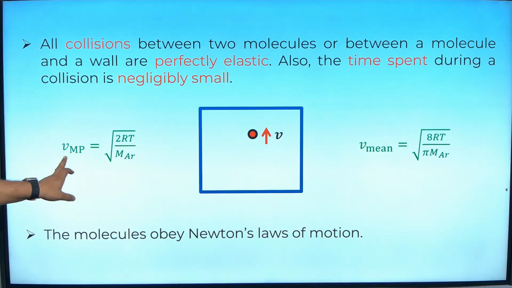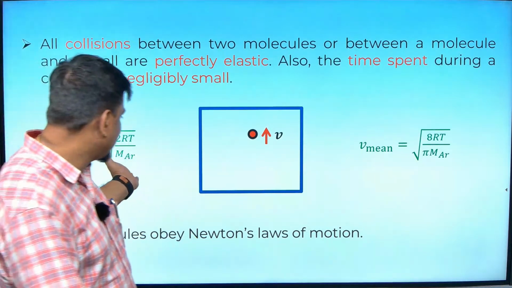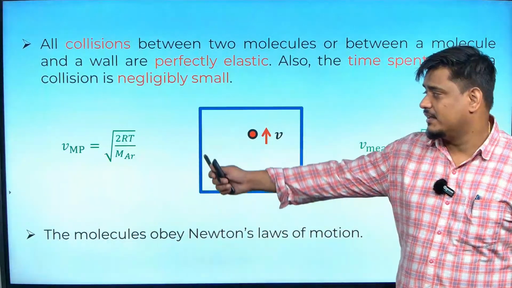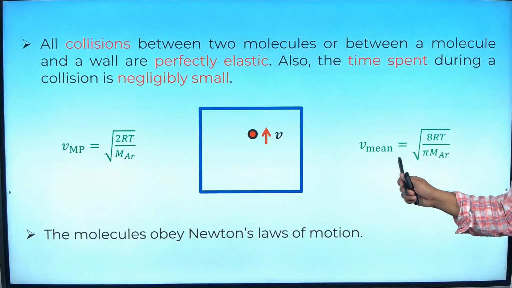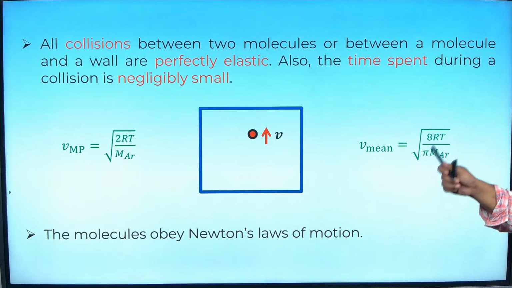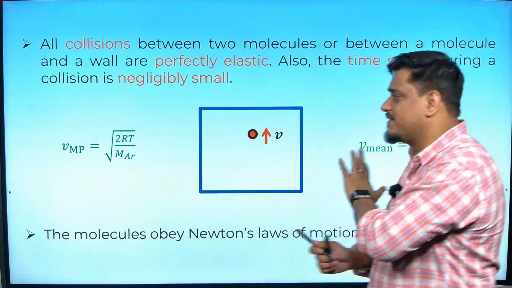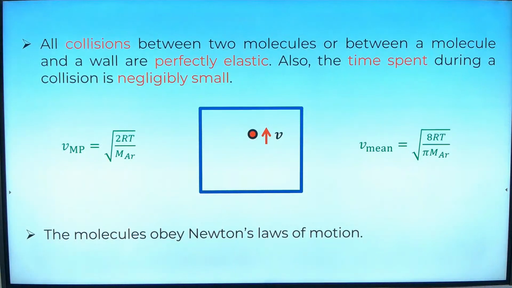VMP is the most probable velocity of gas, which is equal to root over 2RT by M. M is the molecular mass, R is the gas constant, and T is the absolute temperature. And this formula is the mean velocity or average velocity, which is root 8RT by piM. Those who are preparing for competitive examinations can write this. If your aim is only the school exam, no need to worry about this, because it is not required for school exams. It is not there in the syllabus.